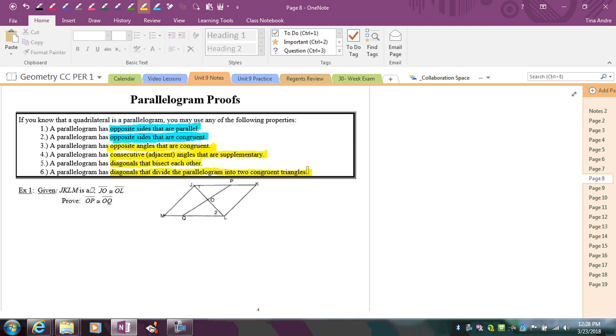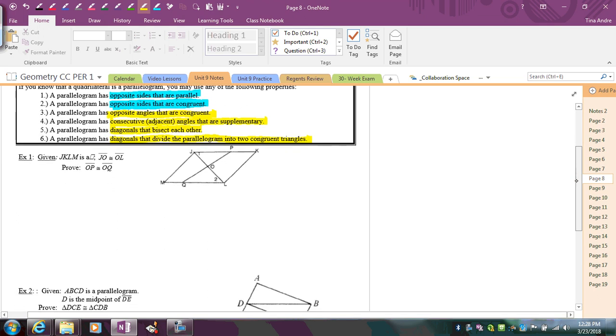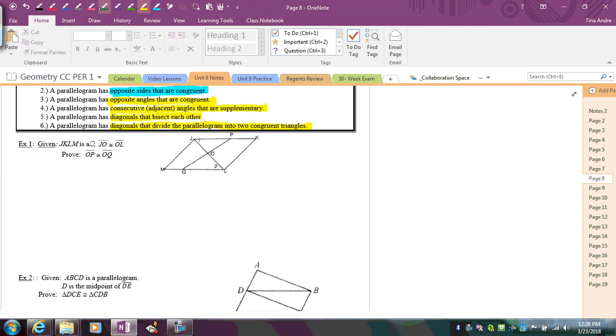So let's look at a couple of examples here using parallelograms to make conclusions. The first thing here is it tells us that JKLM is a parallelogram. So right away I know all of those properties above are true for this parallelogram. We know that JO is congruent to OL, and I want to prove segment OP is congruent to segment OQ. So right away, I'm thinking, in order for those two segments to be congruent, we need to go back and think about congruent triangles.